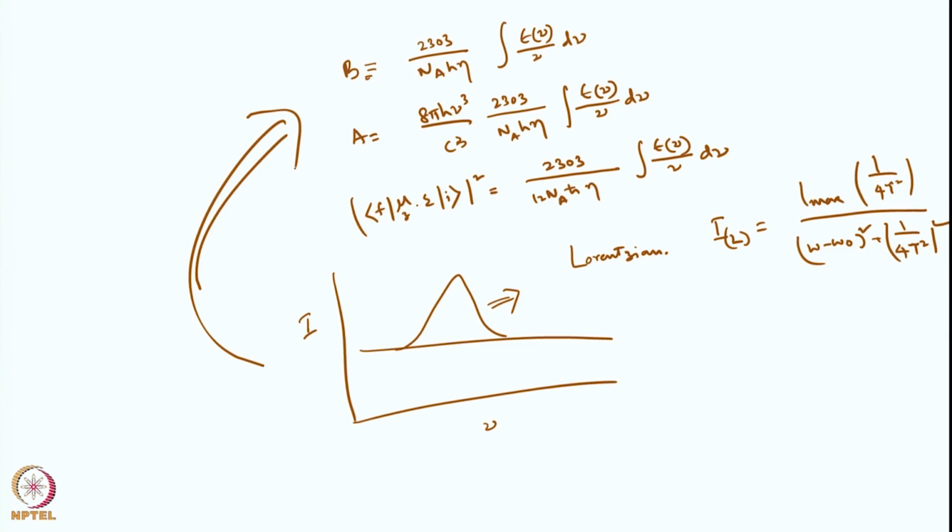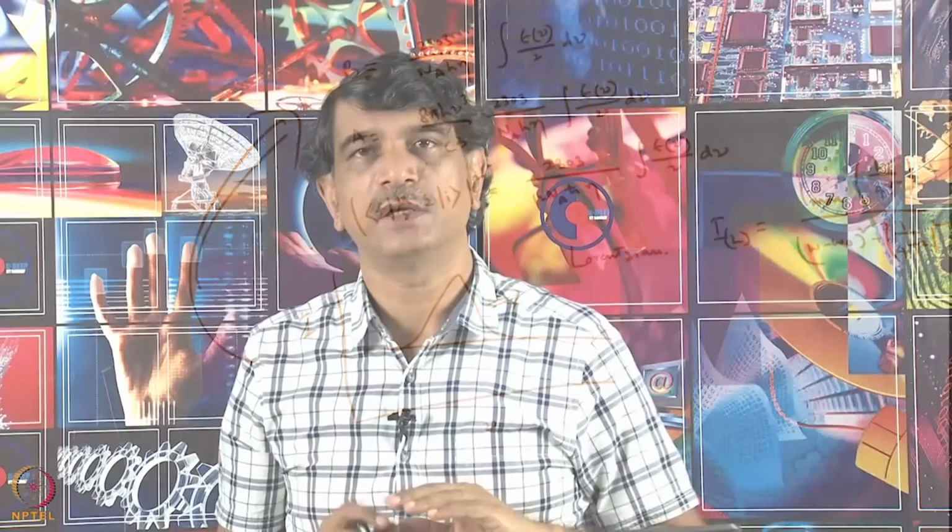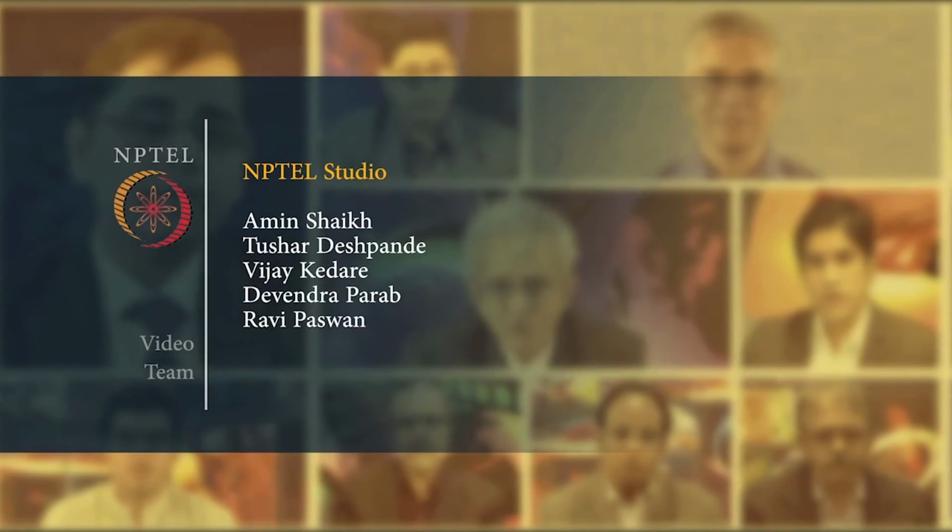So we can only evaluate or connect the theoretically evaluated quantities such as Einstein coefficient A, Einstein coefficient B, transition moment integral, etc. to the experimentally observed spectra only if you have a Lorentzian line shape, otherwise we cannot. Okay. We will stop here and take it up in the next lecture. Thank you.